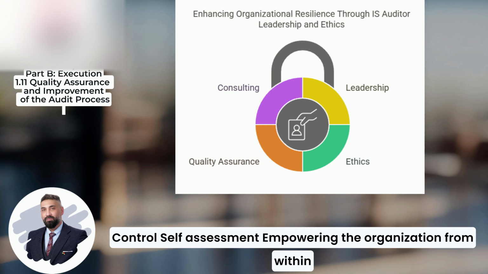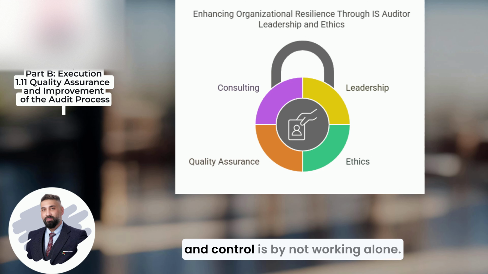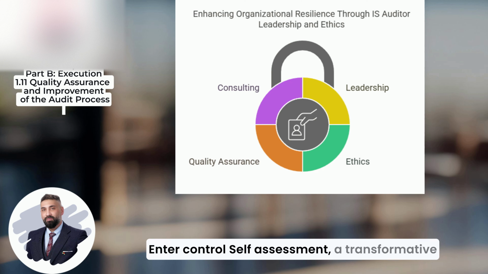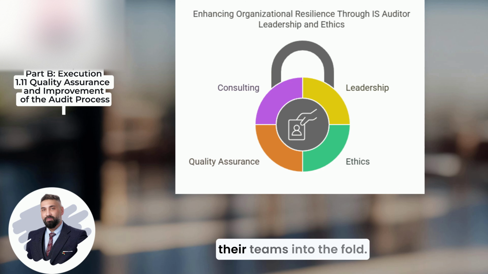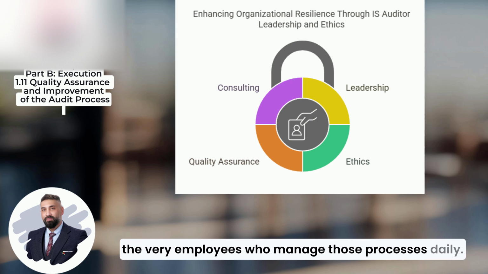organization from within. One innovative way auditors improve audit quality and control is by not working alone. Instead, they empower the organization. Enter Control Self-Assessment, CSA, a transformative methodology that brings process owners and their teams into the fold. Think of CSA as shining a flashlight into every corner of the business, but instead of auditors holding the light, it's the very employees who manage those processes daily.